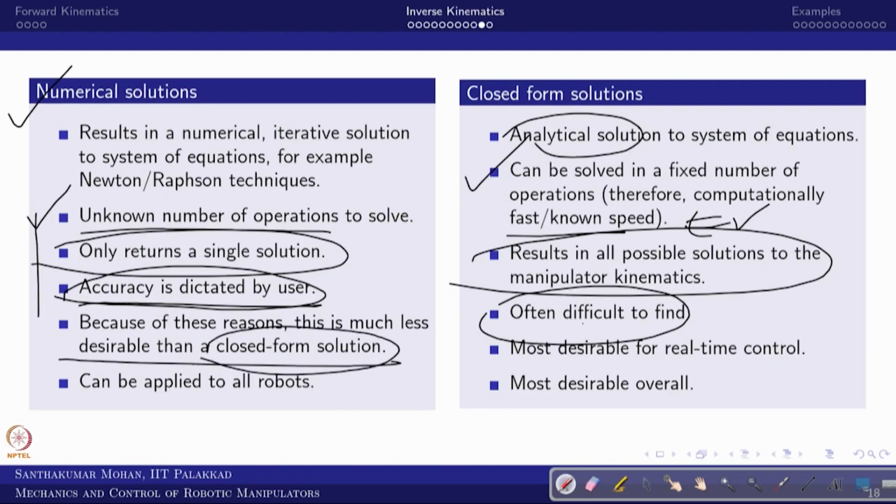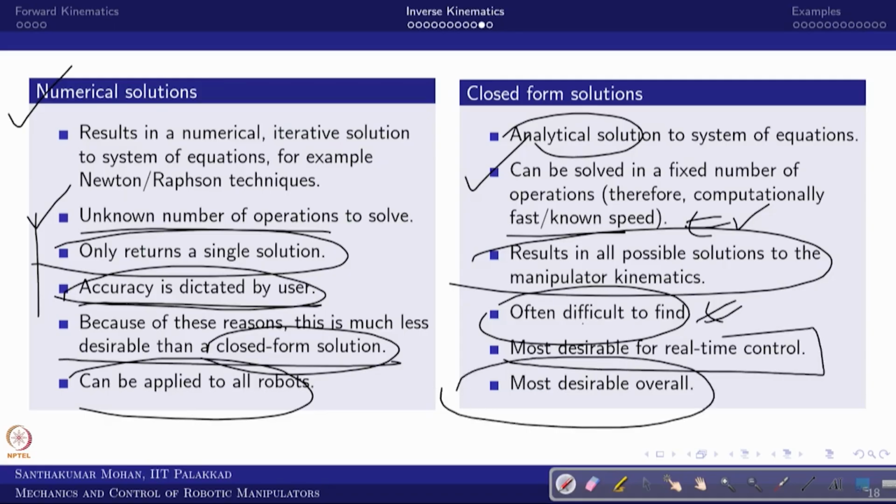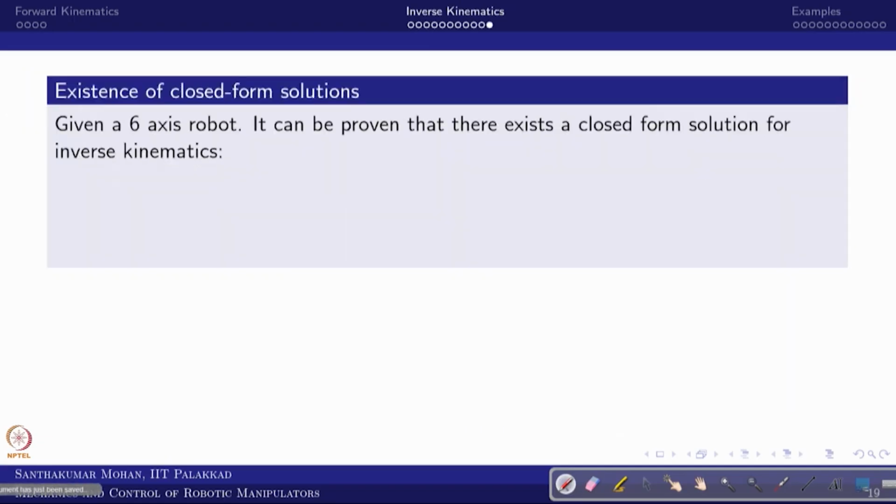But if you think about a redundant robot, a closed form solution does not exist. In that sense you have to go for the numerical solution. It can be applied to any such robot, whereas this is for certain specific robots. That's what I said, the existence conditions are there. This is most desirable in real time, and overall it is desirable. So for understanding that, I am putting the necessary and sufficient conditions.